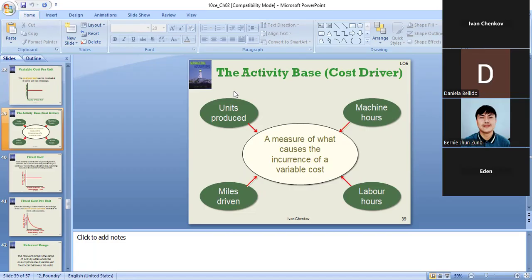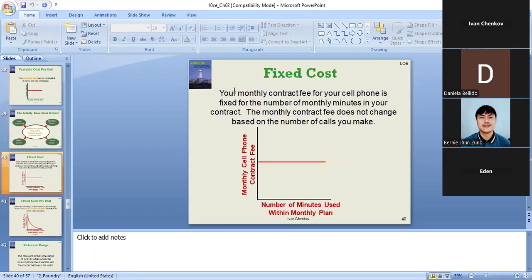Next one is the miles driven. If you don't drive your car, you don't have to pay. The more you're driving, the more you have to pay. Labor hours. If you don't need labor hours, you don't have to pay for those. But the more you use your labor workers, the more you have to pay. So those are the ones that usually drive the variable cost.